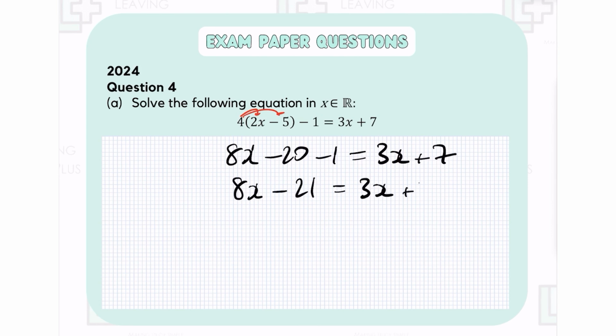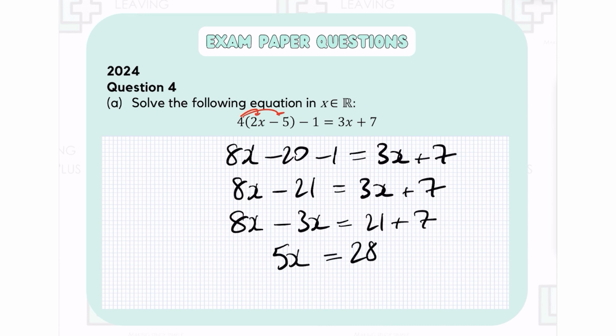Now it's time to balance. So I am going to get rid of minus 21 by adding 21 to both sides, and I'm also going to get rid of 3x by taking 3x from both sides. This will leave me with 8x minus 3x, and then we have 21 plus 7 on the far side. So that will give me 5x equals 28.